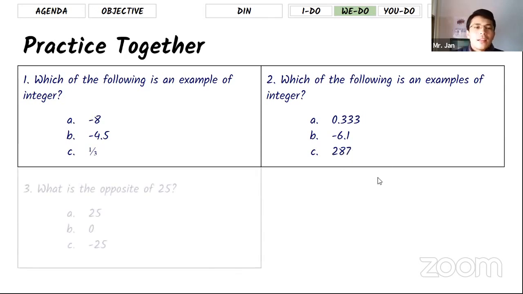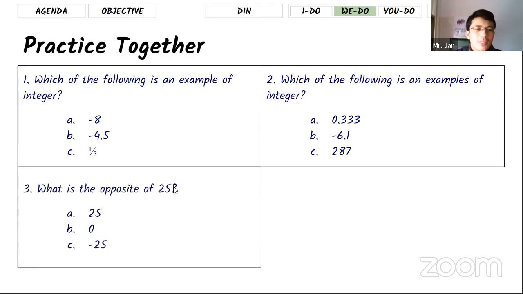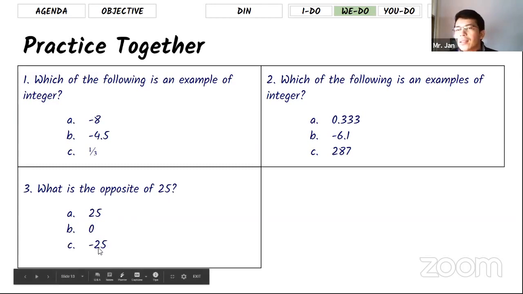Perfect. The next one is not about integers. What is the opposite of 25? A, B, C, which one? The opposite of 25 is 25, or the opposite of 25 is 0, or the opposite of 25 is -25? Negative. Thank you. Yes, it is. Perfect. We have a lot of right answers.